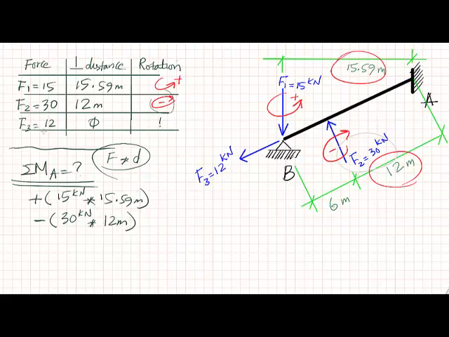And then F3 causes no rotation because the distance is 0. This will give us a value of 233.85 kilonewton meter minus 360 kilonewton meter, and the end result is equal to minus 126.15. Now the answer being negative, we know from the sign convention of rotation that this will cause a clockwise rotation, and the magnitude of rotation is 126.15, rotating clockwise.